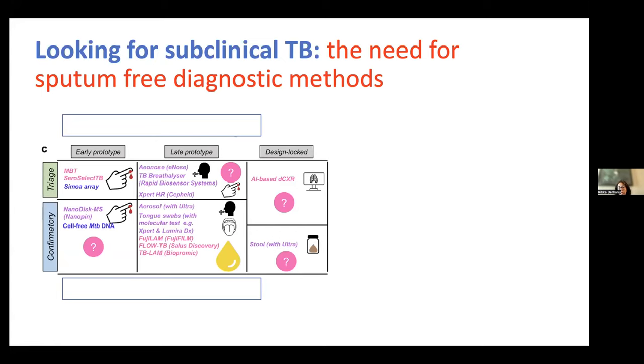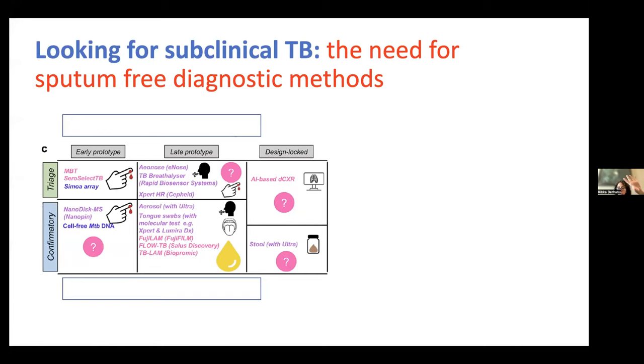And so we really need sputum-free diagnostic methods. I know we've talked about that already at length, that we need sputum-free diagnostic methods because children can't produce sputum. People with advanced HIV and disseminated TB often are sputum scarce. But we also really need sputum-free diagnostic methods for this population that is preclinical, subclinical. And so there are different tools that are in the diagnostic pipeline. I think the ones that are most interesting fall into two categories.